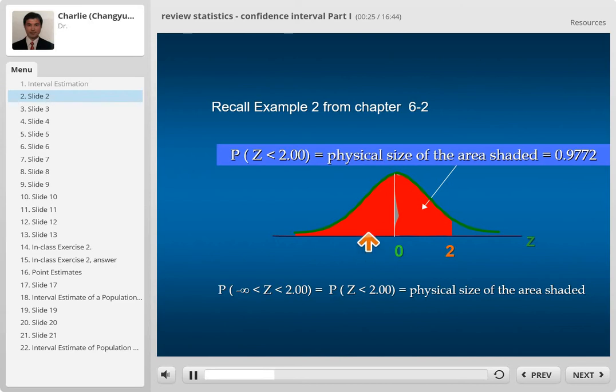Now, the highlighted size, the physical size of this area here is the probability of z smaller than 2. And of course, when we talk about z, it is a standardized normal distribution. So if we look it up in the standard normal distribution table, we know that the value of this probability z smaller than 2 equals to 0.9772.